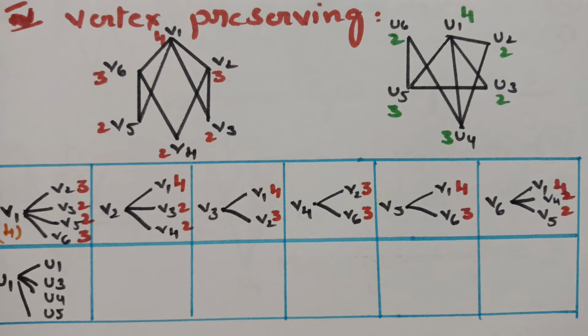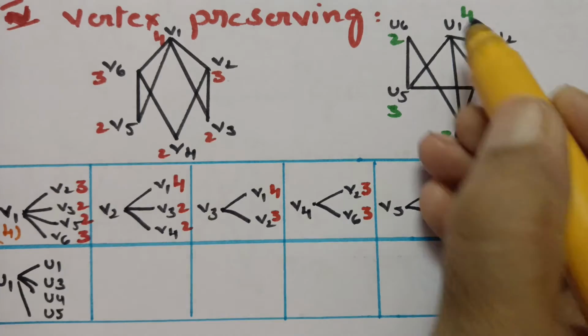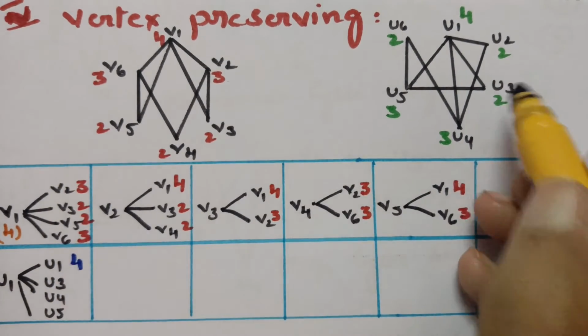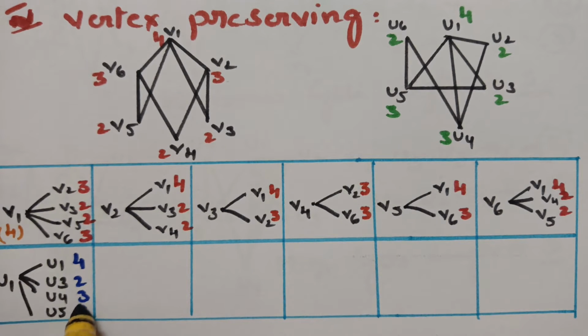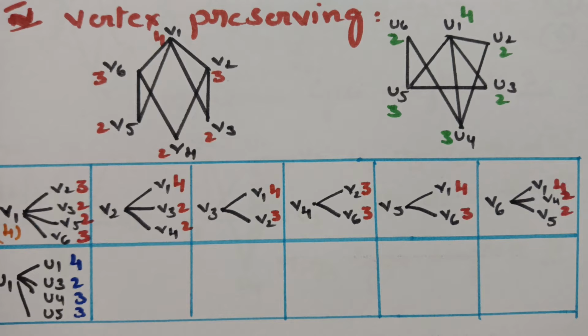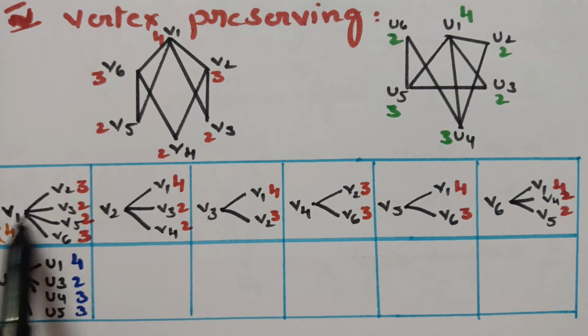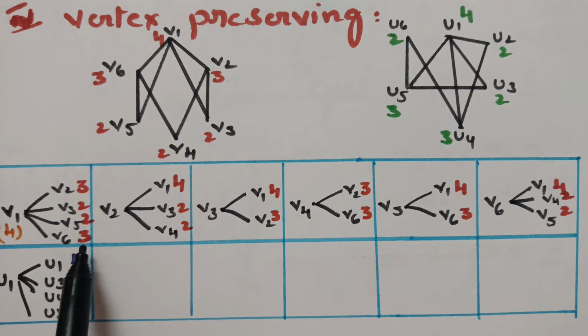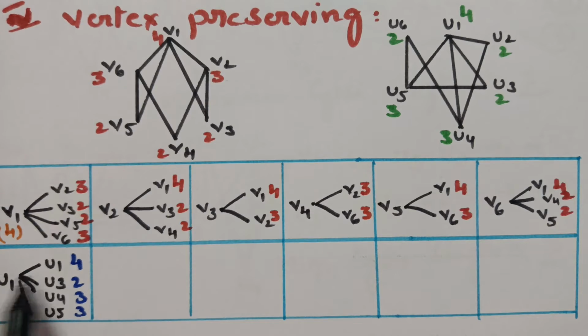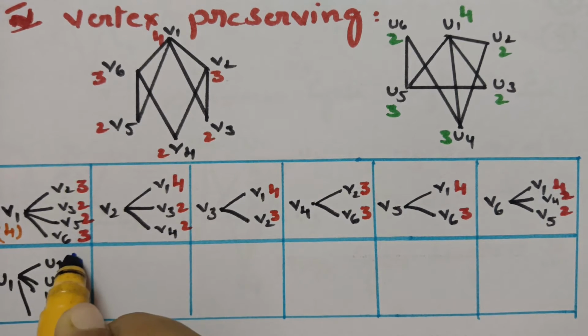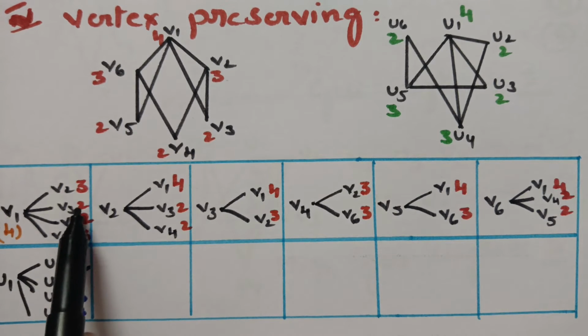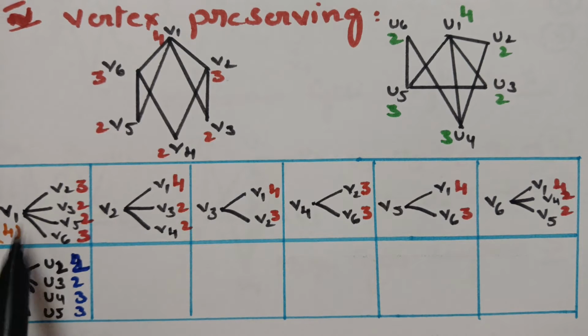See here, we also have to check the degrees. I'm checking the degrees here. So how much degree does U1 have? 4. And U3 has 2 as degree, U4 has 3 as degree, and U5 has 3 as degree. If you check here, the vertices corresponding to V1 have degrees 3, 2, 2, 3. And here also the same: 3, 2, 2, and 4 we have. See here, for U1, this is U2. U1 corresponds to U2, which has 2 as degree. See here, this is 2, 2, 3, 3. Here also we have 2, 2, 3, 3. So we say that U1 is similar to V1.